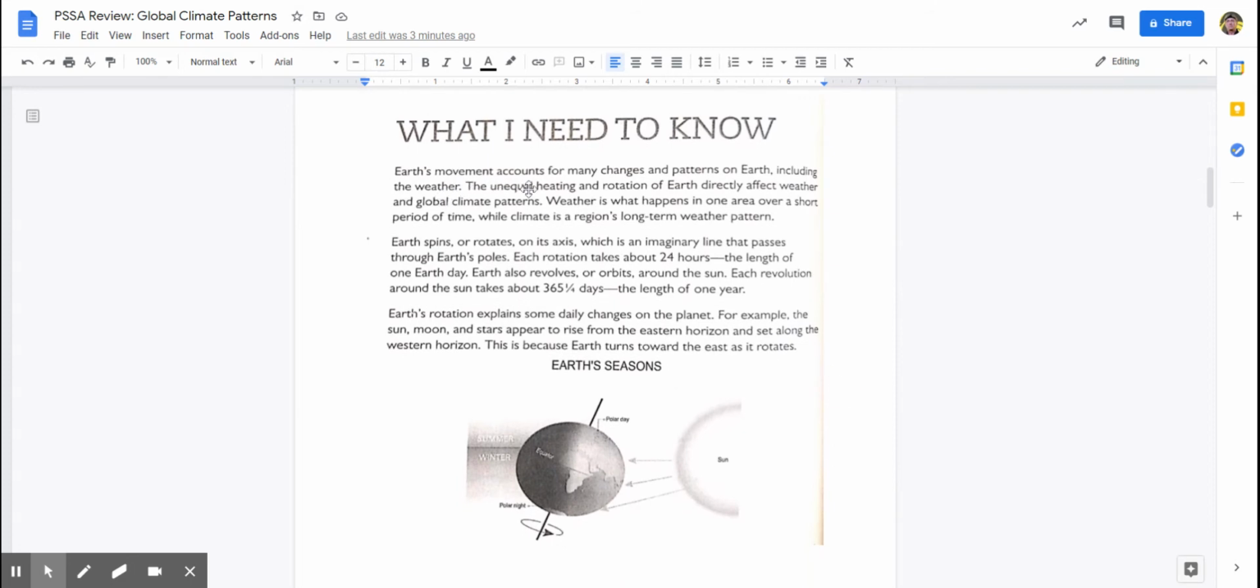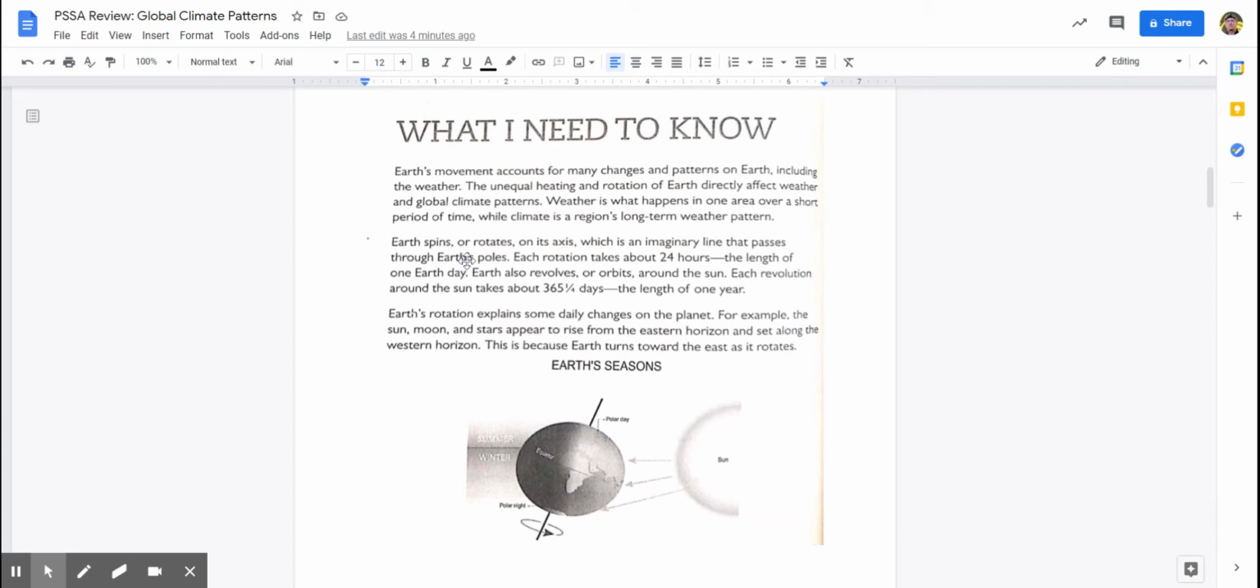Earth's movement accounts for many changes and patterns on Earth, including the weather. The unequal heating and rotation of Earth directly affect weather and global climate patterns. Weather is what happens in one area over a short period of time, while climate is a region's long-term weather pattern.